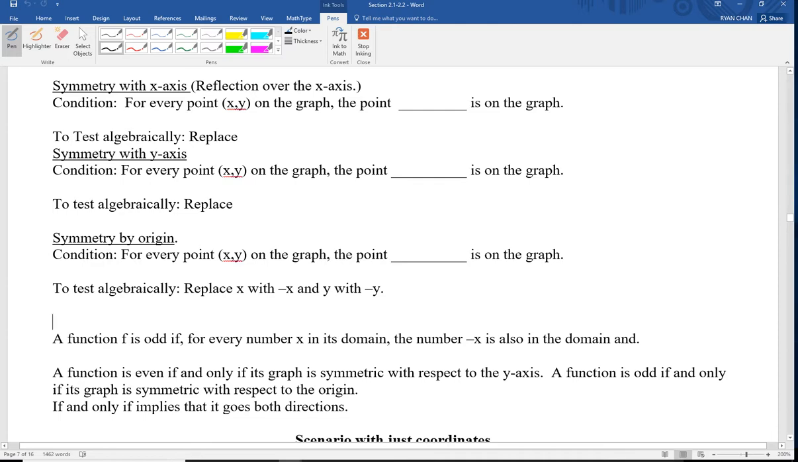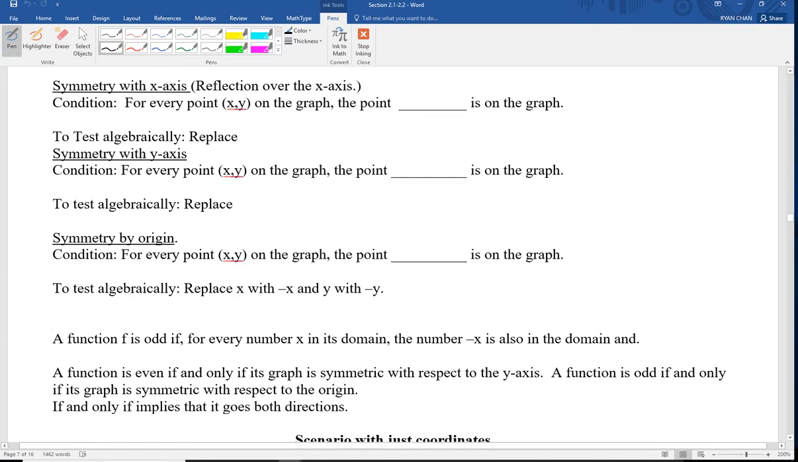Okay. So when we talk about symmetry, we are talking about whether something reflects over a specific situation. We have a bunch of different ones. We have symmetry with the x-axis, the y-axis, and by origin. I'm going to do the first two together, and talk about the x-axis and y-axis.